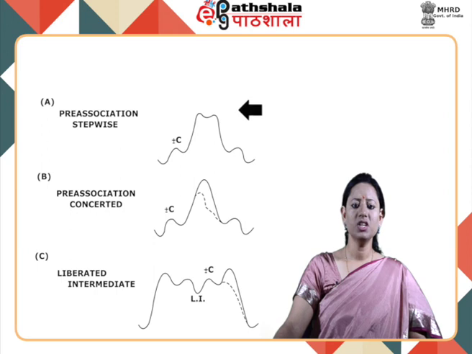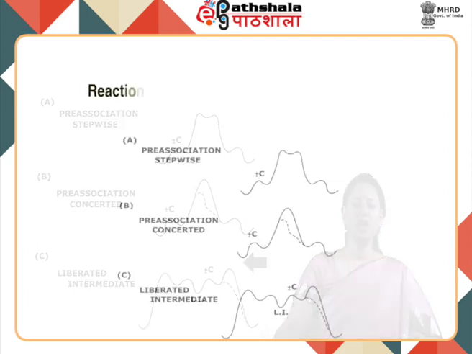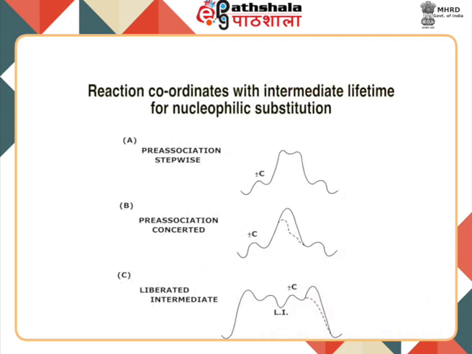Here pre-association stepwise is shown, then pre-association concerted. Diagram C shows a liberated intermediate. These are the reaction coordinates with intermediate lifetimes for nucleophilic substitution. This schematic representation conveys reaction coordinates that distinguish between mechanisms based on the lifetime of intermediates. It is only unstable or steady-state intermediates which were considered not to accumulate during the reaction.